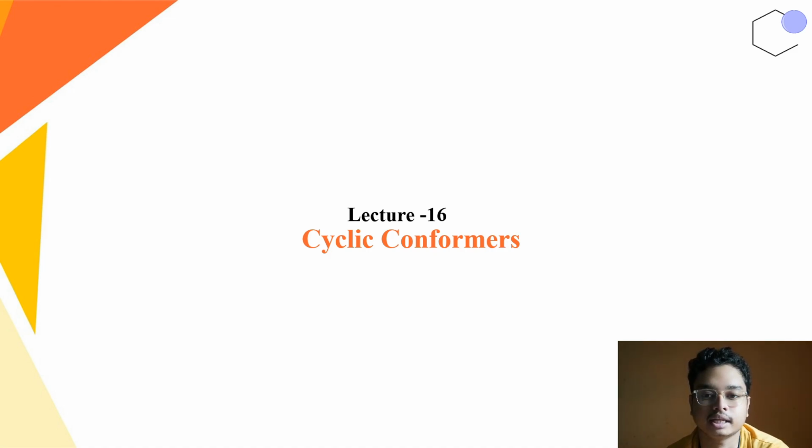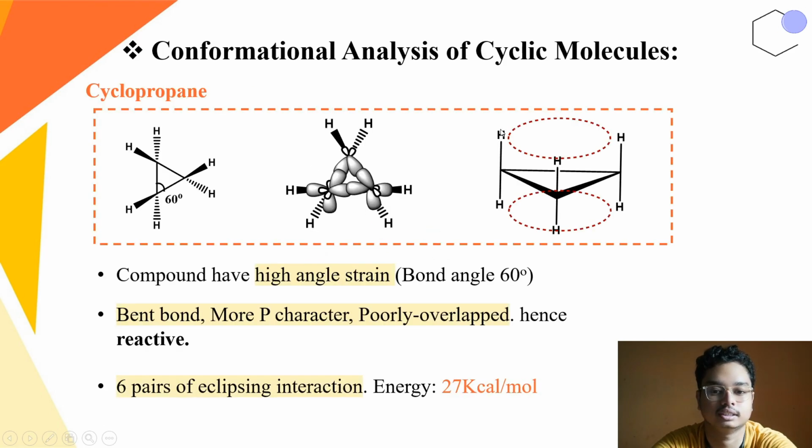In the case of acyclic conformers, only the van der Waals strain and torsion strain are present. But in the case of cyclic conformers, two new strains are introduced: the angle strain and ring strain. Okay, so let's begin with our basic cyclic system, that is the cyclopropane system.